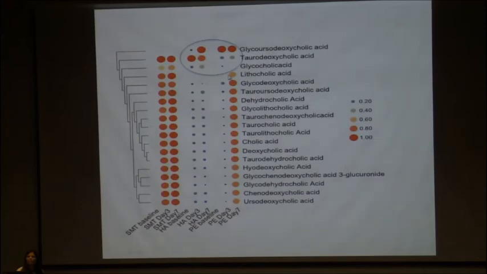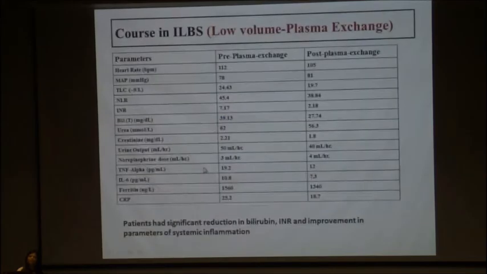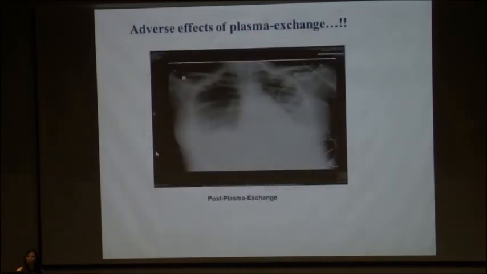And these are the good bile acids which were improving in the survivors at day 7, while in plasma exchange there was a rebound increase in the cytokine. With heme adsorption therapy, they were decreased. So this patient, we did plasma exchange. We can see here the parameters had improved, the INR had improved, and the parameters of systemic inflammation also showed an improvement. But these are the adverse effects.